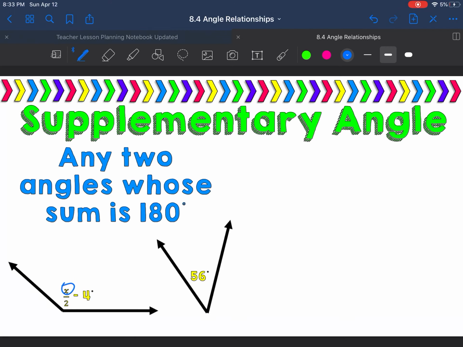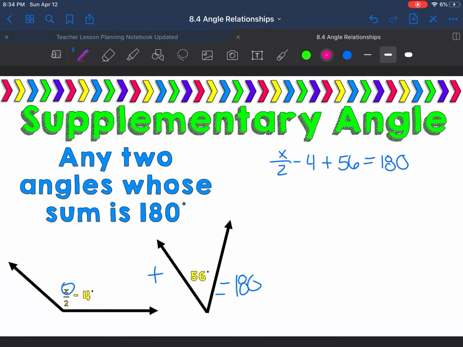So in order to find out what this x is right here, and in order to figure out what this angle is equal to, I need to solve for x. I know that these two angles added together is going to give me 180. So I need to add them together. So that's x over 2 minus 4 plus 56 equals 180.